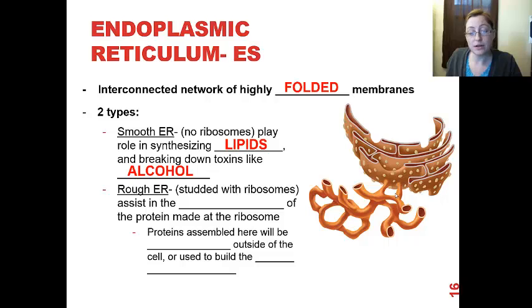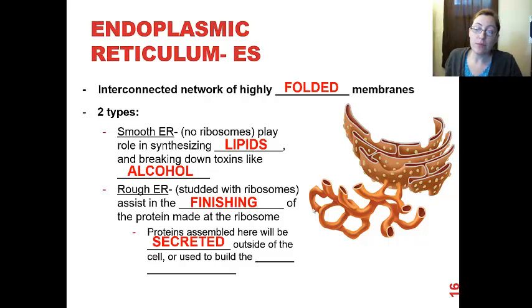The rough ER is studded with ribosomes, and so it looks like it's rough with texture. That's going to help the ribosomes in finishing the protein that was made. So make sure you understand the ribosome is actually the cell organelle that makes the protein, but then the rest of the endomembrane system assists in producing and processing it.